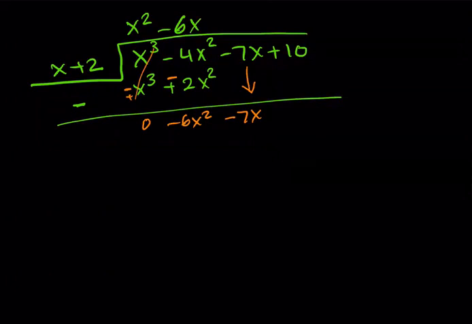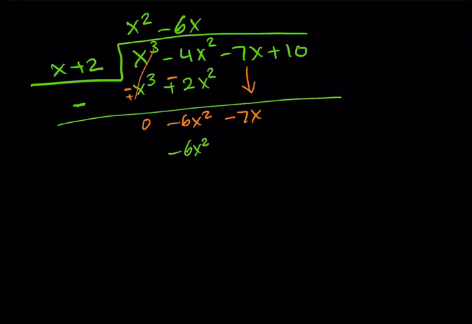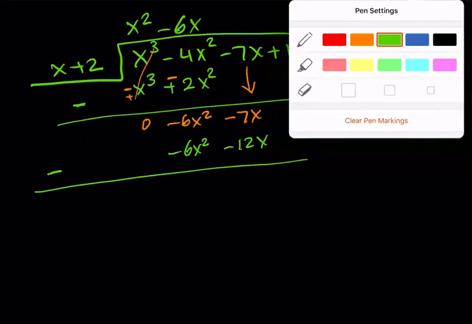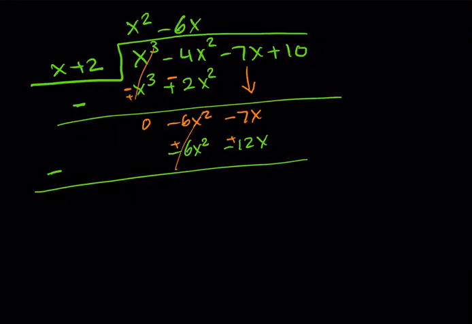Minus 6x times x is minus 6x squared, and minus 6x times 2 is minus 12x, and then we subtract. So this is going to become plus, this is going to become plus, so this ends up 0. Minus 7x plus 12 is plus 5x. Then we put the 10 down, so plus 10, because it's plus 10. If that was minus 10 in the question, it becomes minus 10. So it's plus 10 here.